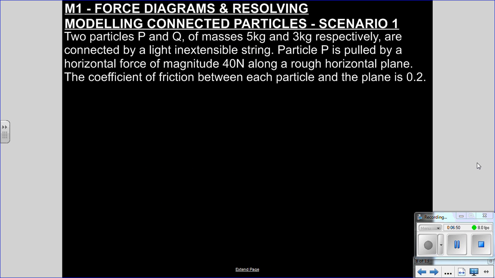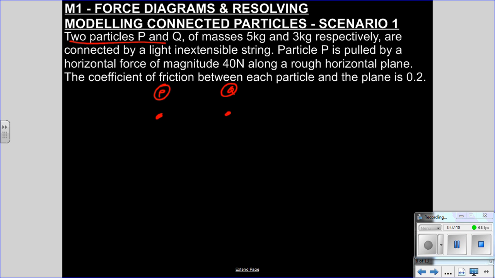Okay. Now we've got other scenarios such as connected particles. So what we've just done is single particles. But now we're going to deal with connected particles, so when two particles are connected to each other. So let's draw the situation. So two particles, P and Q. So here's P, little circle around it. Here's Q, little circle around it.